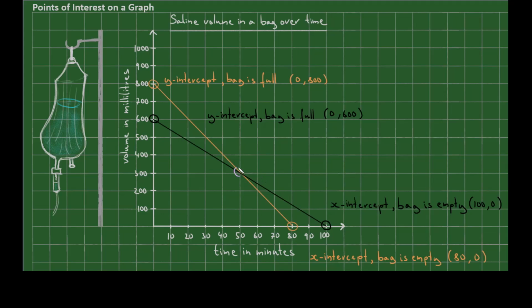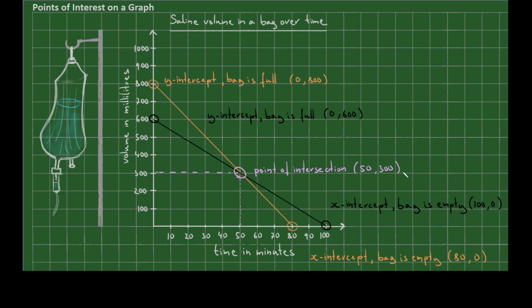What about the point of intersection? This, recall, is a point of commonality. And in this scenario, this represents a point in time where both bags will contain the same volume. According to the graph, after 50 minutes, both bags will contain 300 milliliters. This means that the point of intersection is at 50, 300.